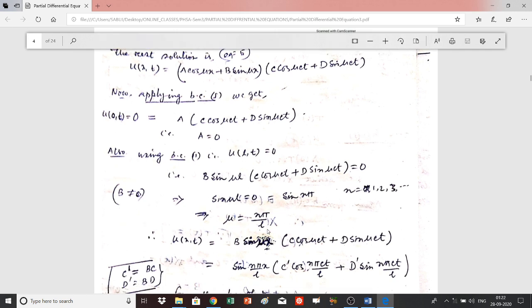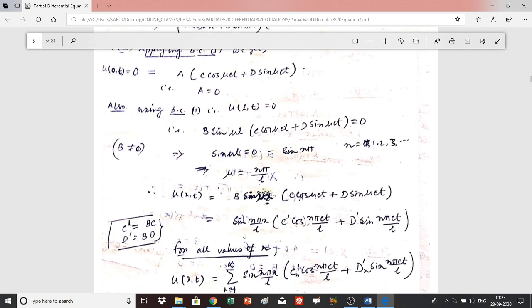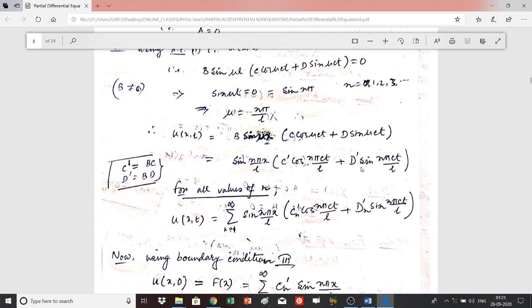So you can finally obtain from this expression that u(x,t) is equal to, since a is 0, this term will not be there, so the rest will be b sin mu x into (c cos mu ct + d sin mu ct), and now here the value of mu is n pi by L, and this b and this c when multiplied give you another arbitrary constant c prime, and then c prime cos(n pi c t by L) plus d prime sin(n pi c t by L). d prime is nothing but b and d multiplied, and here we have just used the value of mu, so we get u(x,t) in this form.